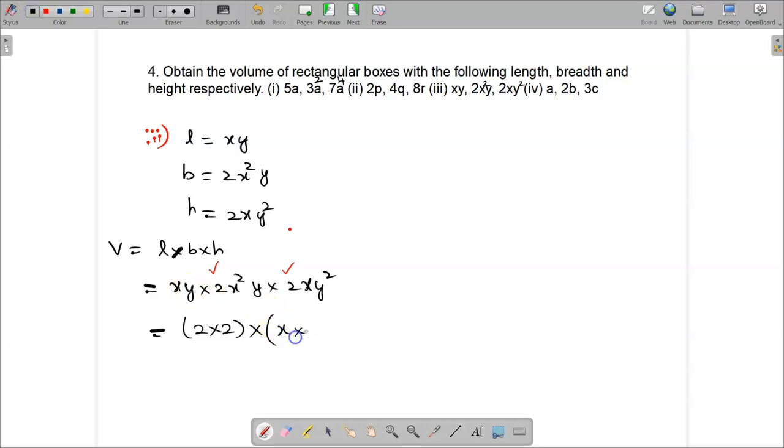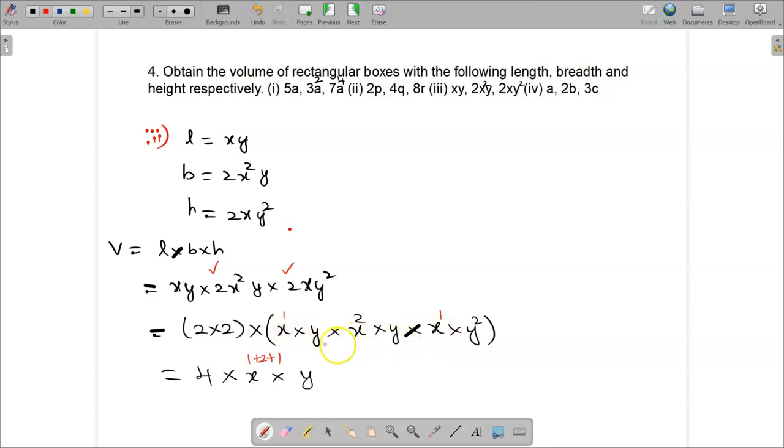And then what are all the variables available? Here it is x into y. Here it is x square into y. Here it is x into y square. So these are all the variables. So 2 2s are 4. And then coming to the variables, I have x variable and y variable. So I need to take x separately and y separately. What are all the powers of x? Here it is 1, here it is 2, again here it is 1. When you don't have any power, meaning that the power value is 1. Just add all the power values, 1 plus 2 plus 1.